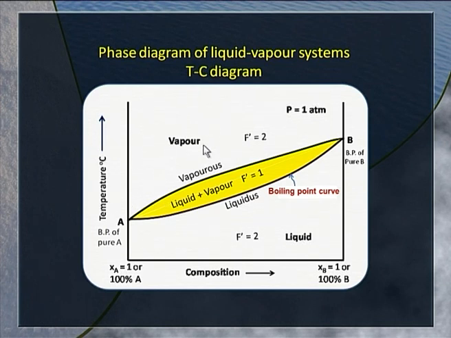At higher temperature, the system is likely to be in the vapor state. Therefore, the upper curve here is the vapor curve and the lower curve is the liquidus curve. And we can call this liquidus curve also the boiling point curve, because it gives us the boiling point of the liquid mixtures of A and B of various compositions. So, as we change from 100% A to 100% B, the boiling point changes along the line shown by the liquidus. The upper line, on the other hand, gives us the composition of the vapor that is in equilibrium with the liquid at a given temperature.